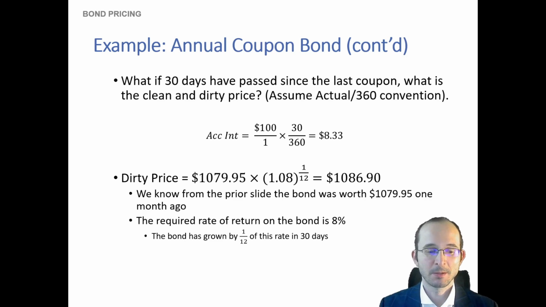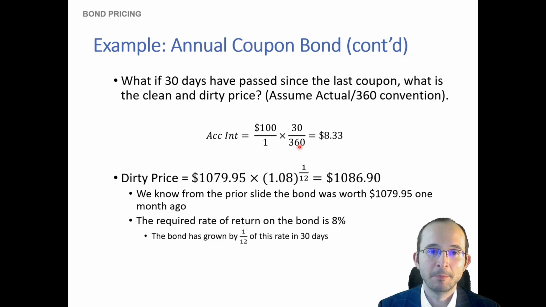What that means is all of these conventions essentially just determine how this fraction gets shaped. Actual over 360 means number of days that have passed since the last coupon over number of days per coupon period, assuming a 360-day year. Now this is an annual coupon bond, so with 360 days per year, the number of days between coupons is 360. If this were a semi-annual coupon bond, well, then the number of days between coupons would be 180, right?